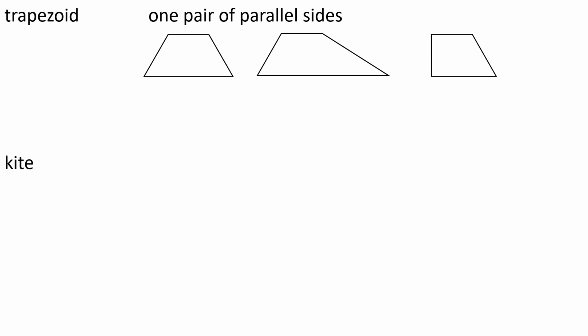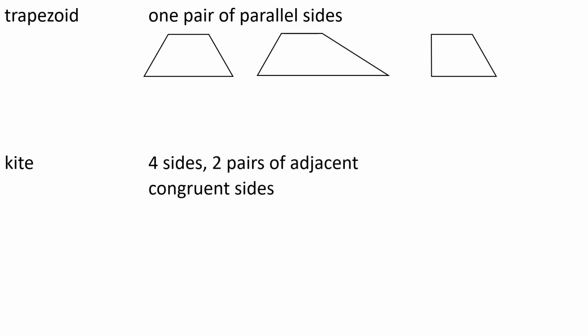The kite, of course, has got to have 4 sides. It's going to have 2 pairs of adjacent congruent sides. All right, so sure enough, it's got 4 sides. But notice it's not the opposite sides that are congruent. You've got adjacent sides that are congruent. So 2 longer sides that meet at a vertex, 2 shorter sides that meet at a vertex.